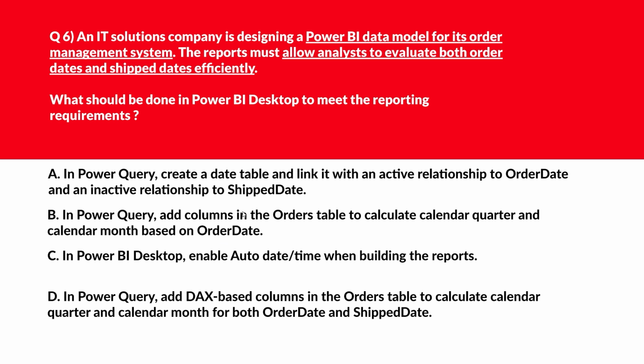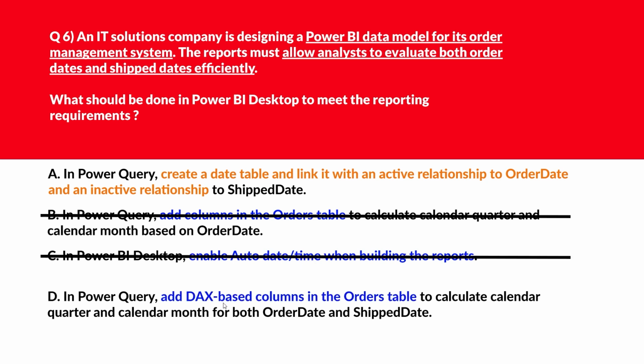Option B, adding columns for order date only limits analysis and ignores ship date requirements. Incorrect. Option C, auto date time is a quick feature but lacks control for multiple date fields. Wrong choice. Option D, adding multiple DAX columns increases complexity and doesn't provide relationship management. Wrong answer. Option A is the right choice.